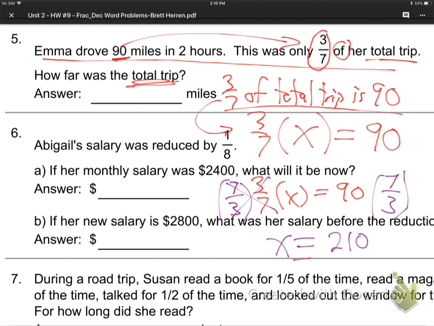All is well? Questions on that one? So try to put the words into a simpler English sentence. That makes it easier to go to the math, from English to math, with a simple English sentence. All right, let's try number 6.